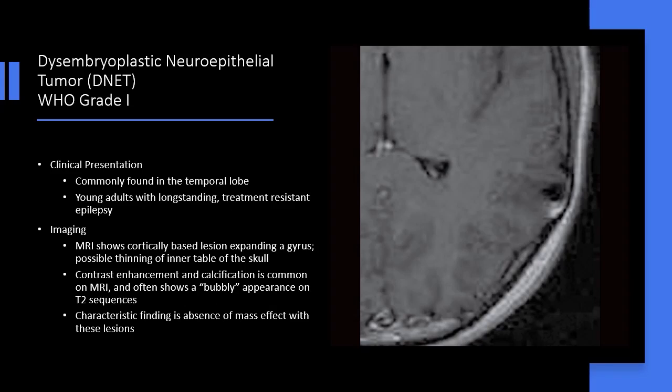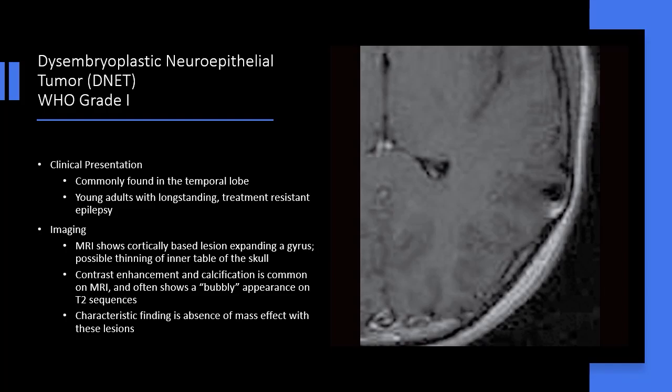Dysembryoplastic neuroepithelial tumors, also called DNETs, are WHO Grade 1 tumors. They most often occur in the temporal lobe and are found in young adults with long-standing treatment-resistant epilepsy. Interestingly, they exhibit similarities to oligodendrogliomas, and many were likely misclassified as such prior to their officially being described as a separate entity. Although over 65% of these tumors are located in the temporal lobe, they have been found in a variety of locations, typically supratentorially.